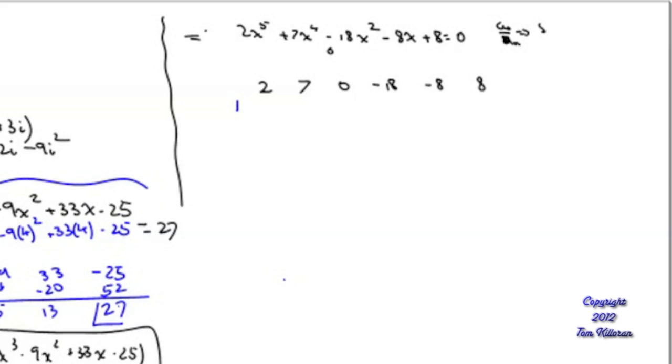Drop the 2. 1 times 2 is 2. 2 plus 7 is 9. 1 times 9 is 9. 9 plus 0 is 9. 1 times 9 is 9. Minus 18 is negative 9. 1 times negative 9 is negative 9, minus 8 is negative 17. 1 times negative 17 is negative 17, plus 8 is negative 9. It's just 1, that's why it's so nice and easy.